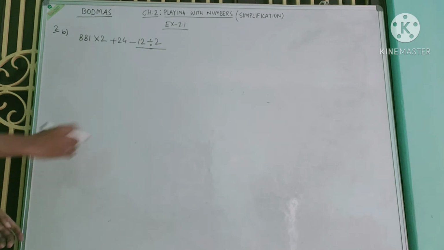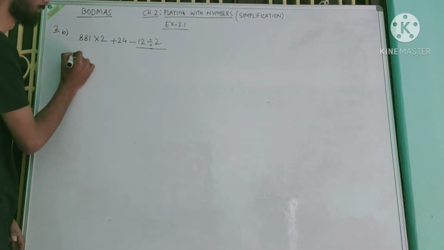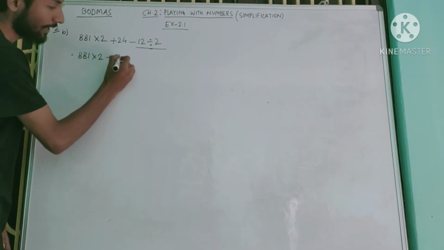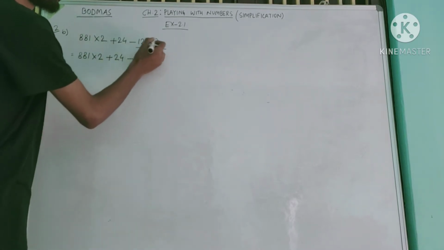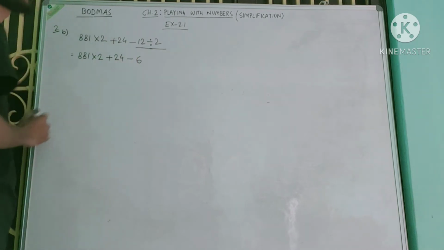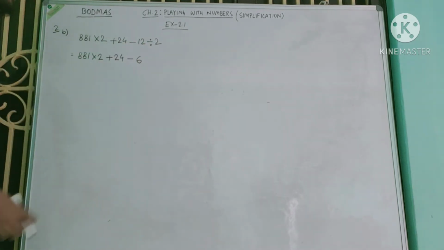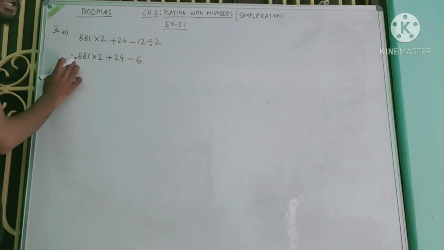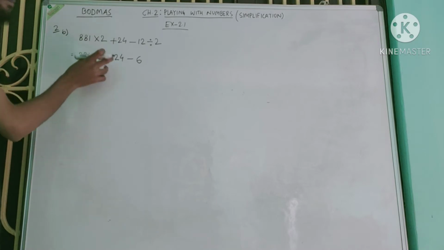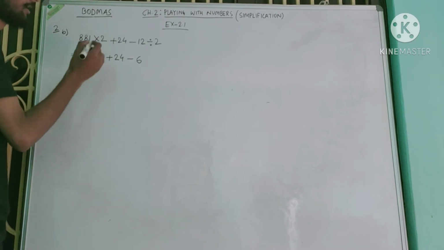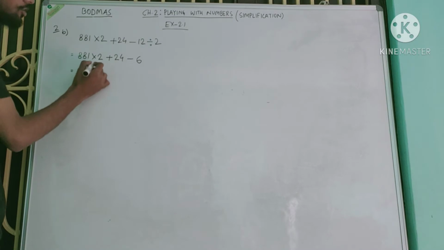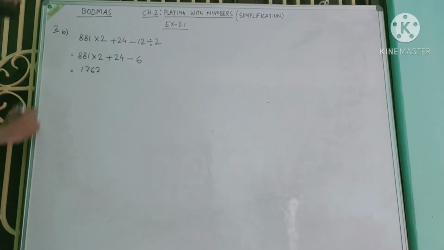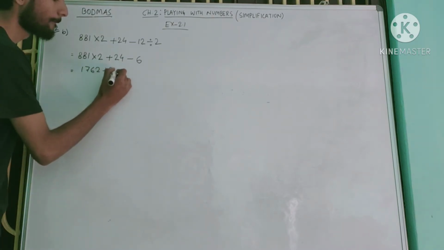12 divided by 2, and the remaining portion will be the same. So 881 into 2 plus 24 minus 12 divided by 2 is 6 will be here. Then after that we have to see there is M. M stands for multiplication. There is a multiplication, so we have to multiply this portion. So when we multiply this portion, it will be 1762 plus 24 minus 6.